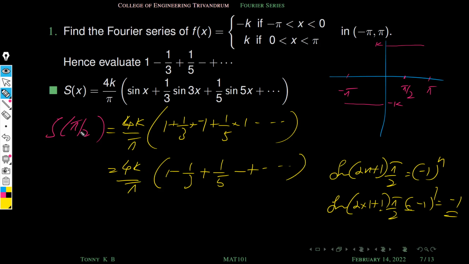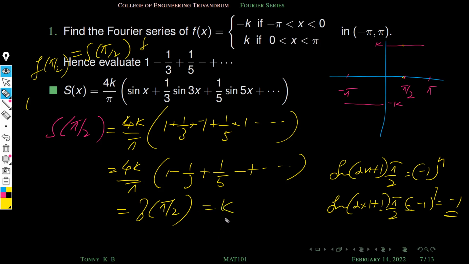Then what is the relation between s of pi by 2 and f of pi by 2? It is clear that at pi by 2 our function is continuous, there is no break. So s of pi by 2 is the same as f of pi by 2, right? So we can equate this infinite series to f of pi by 2, because the function is continuous. Then what is f of pi by 2? From this graph, or the definition of the function, it is clear that f of pi by 2 is k. When x equal to pi by 2, the function value is k. So you can cancel one k, this is also k, so you can cancel this k.